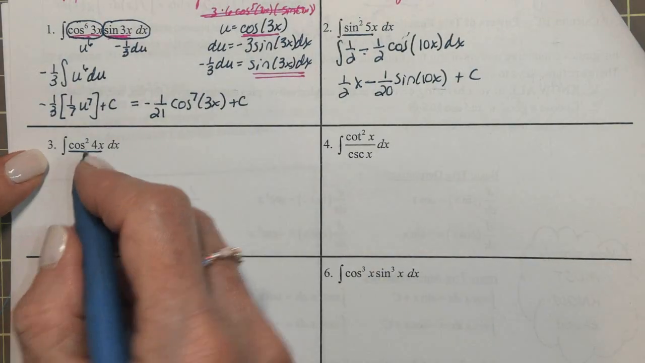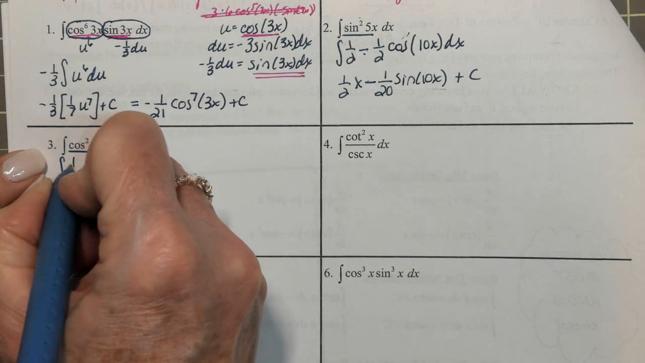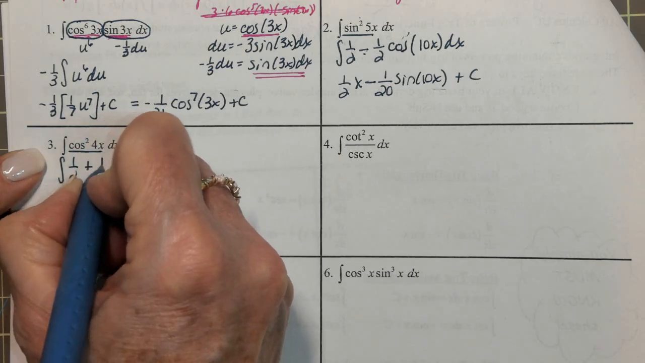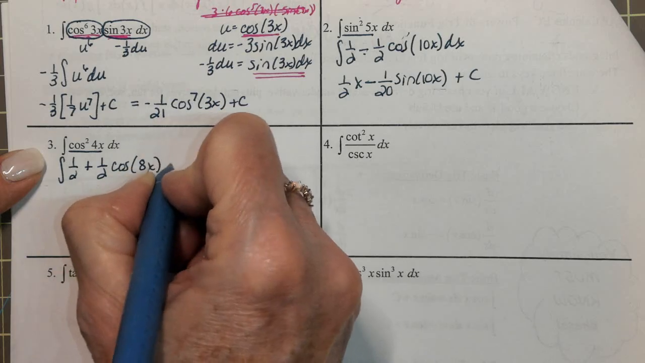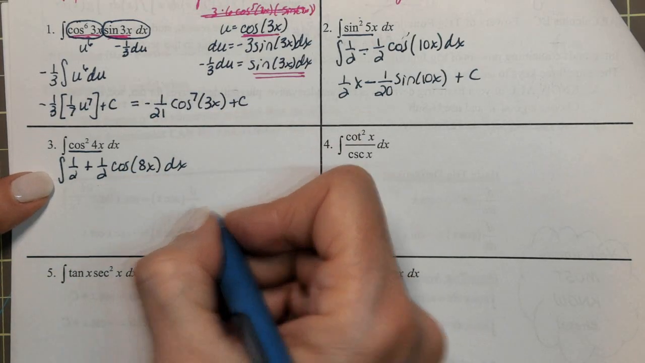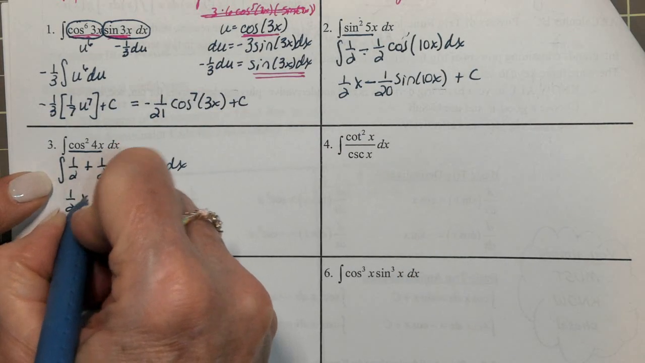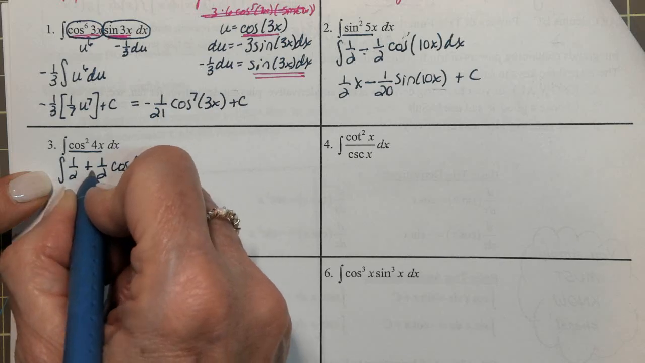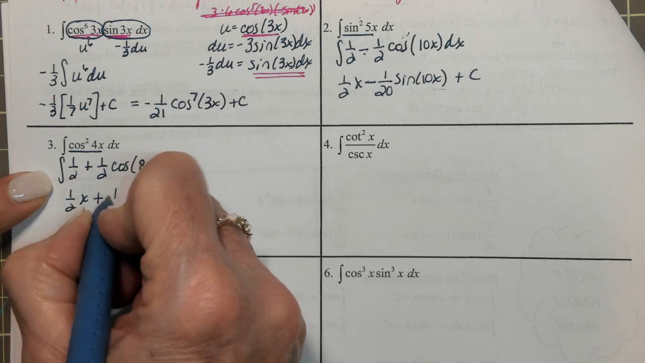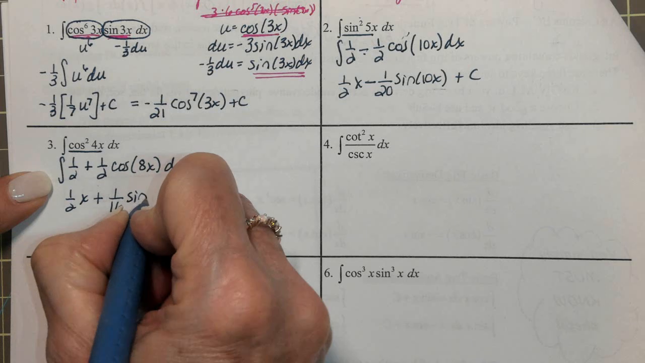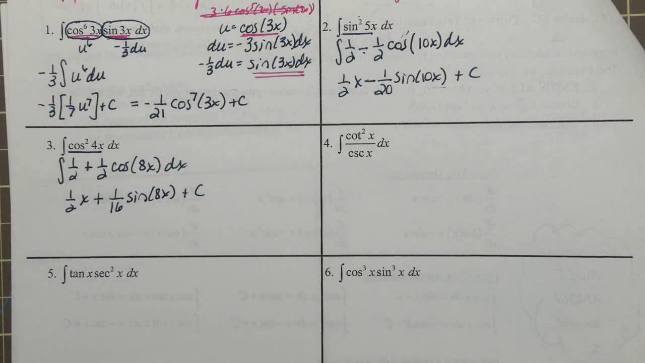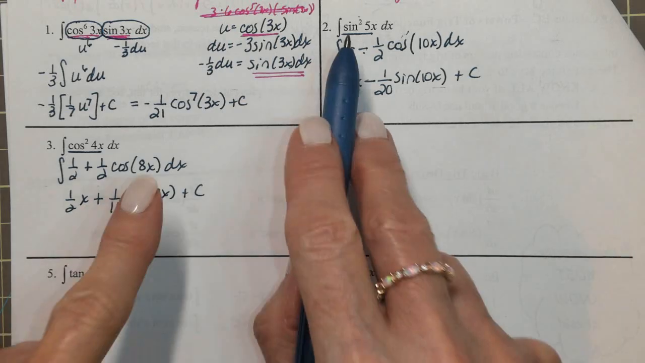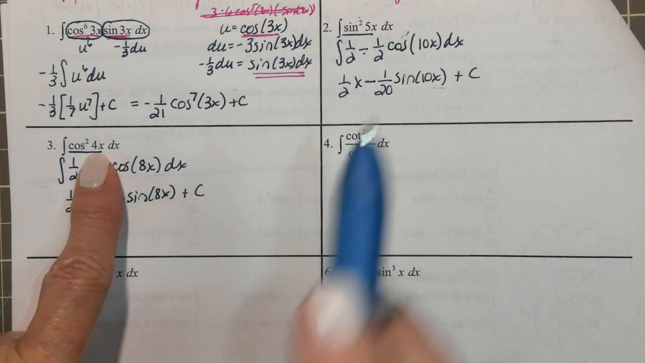For number 3, 1/2 plus 1/2 cosine of double the angle dx. So 1/2 x, integrating cosine, keep the sine, 1 over 16 sine of 8x plus c, and we're done. So sine squared or cosine squared by itself, that's what you do.